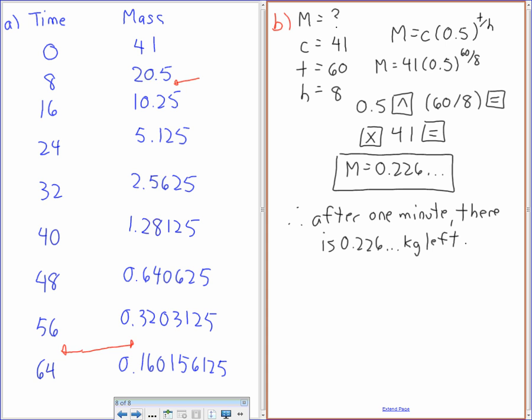C times 41. Let's try one more time. So this has to be 0.5 to the power of bracket 60 divided by 8, right? You need brackets here.